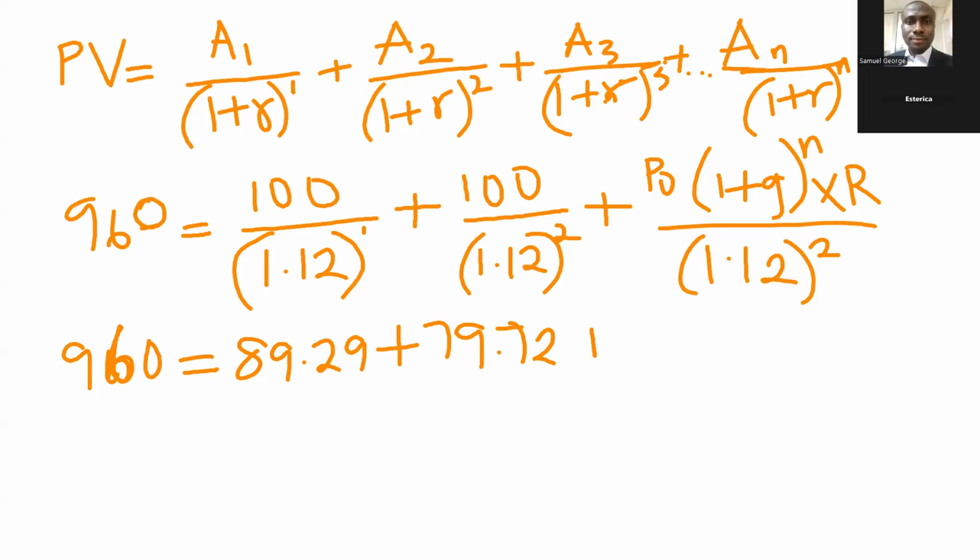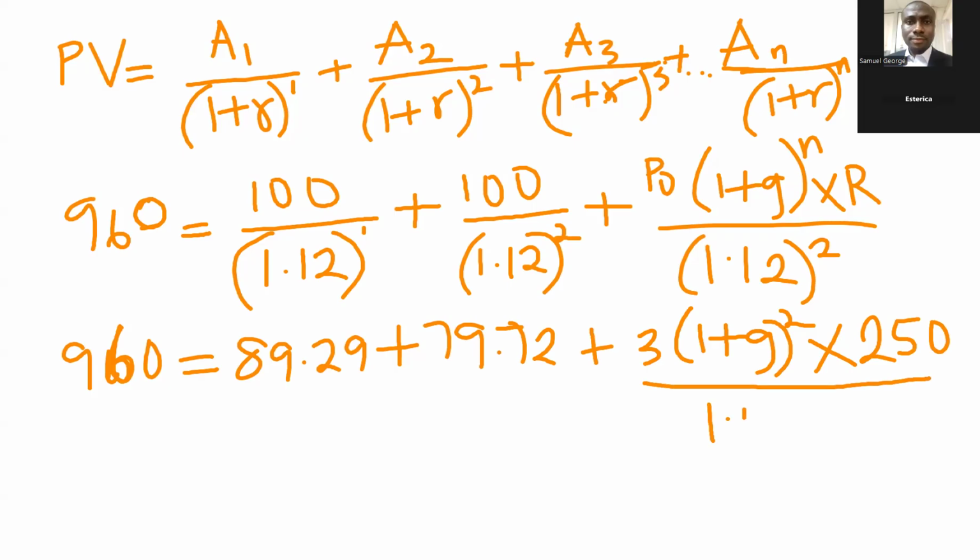Then plus, what is our P0? Our P0 is 3 naira. That is the current share price. 1 plus G, that is what we are looking for. What is our N? N is 2, raised to power 2, because that is when the option will lapse. It will lapse in 2 years. What is our R? Conversion ratio, that is 250. So we cannot discount this conversion value like this because there is still an unknown variable in the equation, which is G.